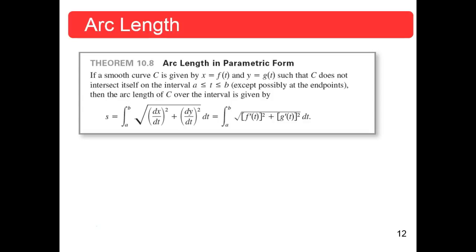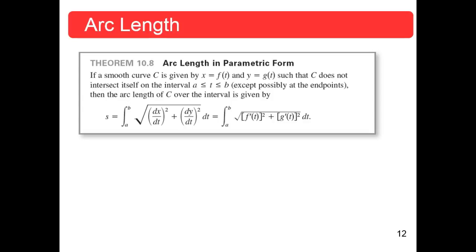And by the way, remember it said it can't intersect itself. That also means it can't duplicate itself. You can't have a function going around the same circle time after time after time. This is only going to give you one arc length. So make sure your limits stop before they intersect or repeat themselves.